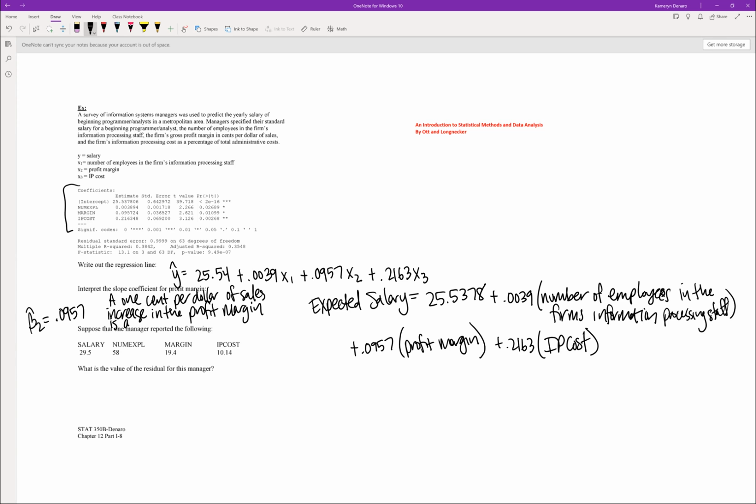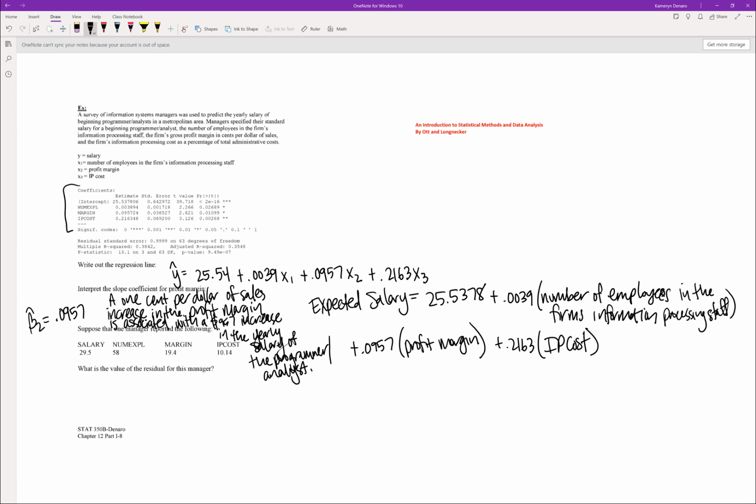is associated with a 0.0957 change, but salary was measured in thousands of dollars, so with a $957 increase in the yearly salary of the programmer/analyst. All right, great.